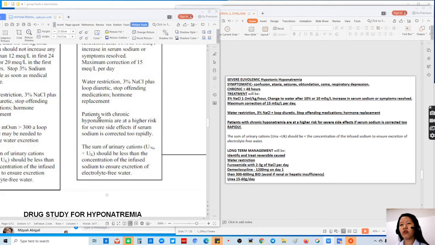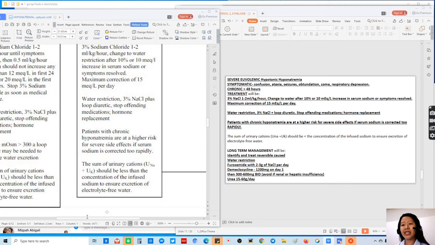Patients with chronic hyponatremia are at higher risk for severe side effects if serum sodium is corrected too rapidly. So there should be close monitoring of the patient. Then the sum of urinary cations, urine sodium level plus the urine potassium level, should be less than the concentration of the infused sodium to ensure excretion of electrolyte-free water.